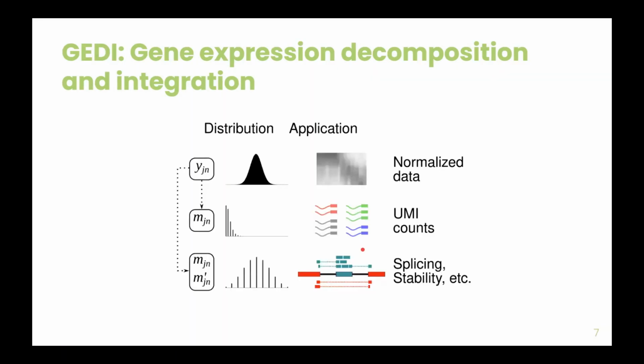GEDI can work with different types of data distributions. So it can work with normalized data, with raw count data, or it also has the ability of modeling the ratio between two entities. This specific capability is really useful for the analysis of splicing and RNA stability.